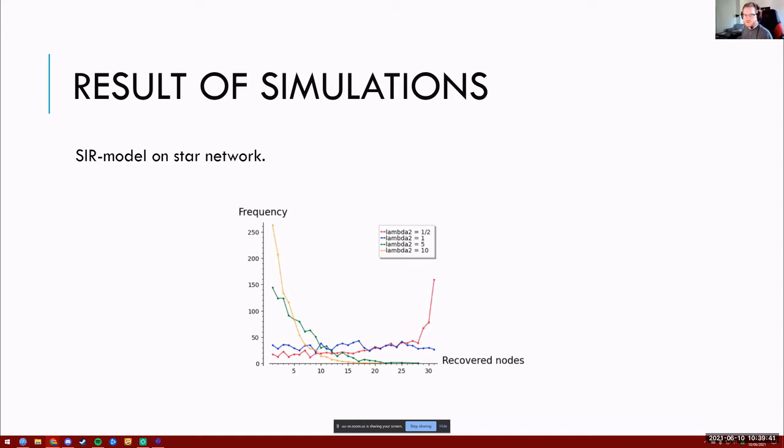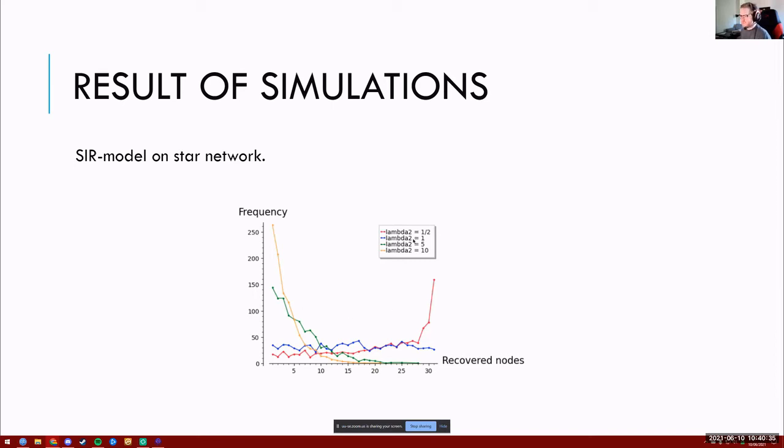So this is a graph. It shows the frequency of simulations ending with X recovered nodes for 4 different values of lambda 2. The red plot shows when lambda 2 is 1/2. The frequency is quite low for few recovered nodes, but it's still greater than 0. And the frequency increases as x increases, so we get more and more counts of many recovered nodes. It is very likely to infect every single node, like 28, 29, and 30, in almost the majority of the simulations.